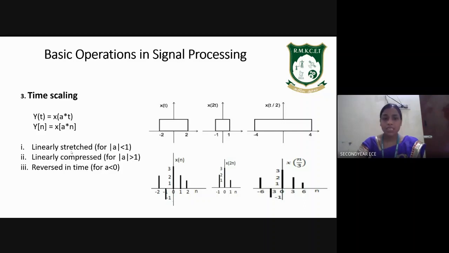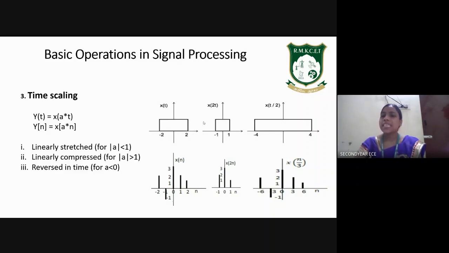And this is about stretched and compressed. If that a value is less than 1, the signal is linearly stretched. That means expanded. You see here, the first 3 graphs show the continuous time domain, and the next 3 graphs show the discrete time domain. See here, for continuous time domain, if we scale, that means if we multiply a constant 2 with our independent variable t, then what will happen?